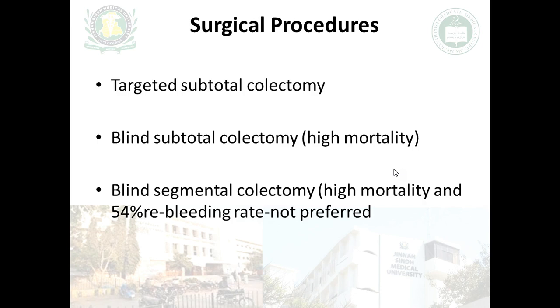What surgical procedures are usually done? There can be a targeted subtotal colectomy. Means you target and do a subtotal colectomy. A blind subtotal colectomy can also be done, a blind segmental colectomy can also be done. But these two conditions, the second one and the third one, have a high mortality. So it should be a targeted one. It shouldn't be the blind.